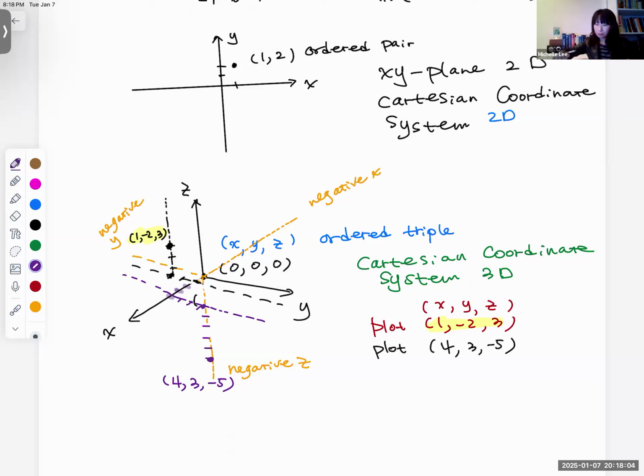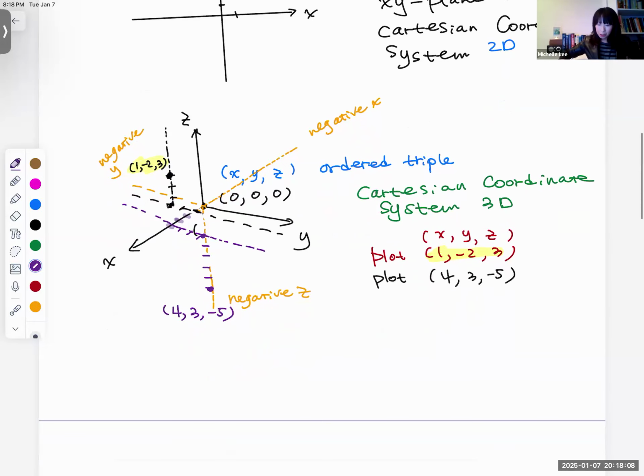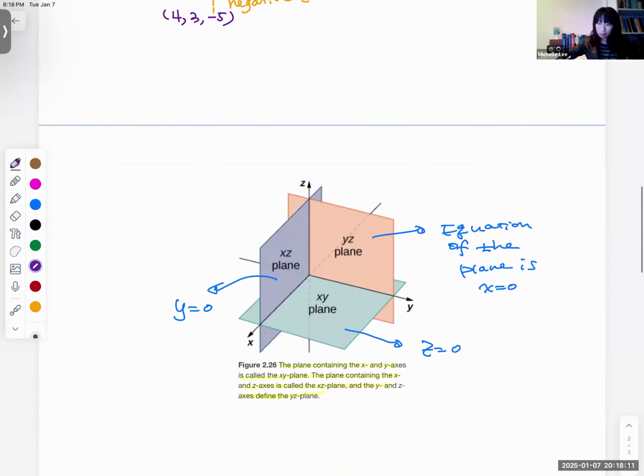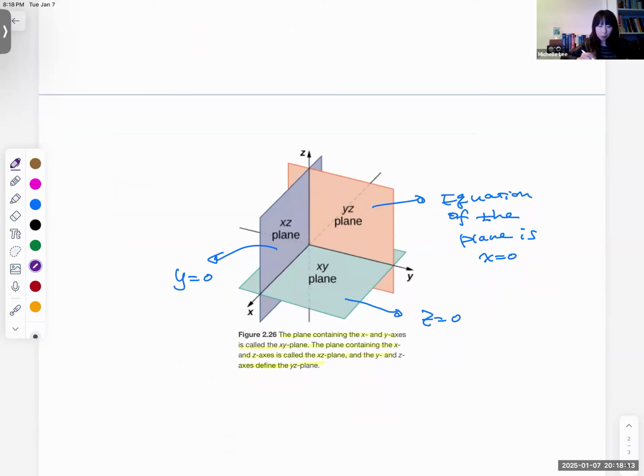Okay. Now, we're in 3 dimensions. So look at this one. Let me explain to you. The plane containing the x and y axes. We know that, right? XY plane, right? So we had the XY plane in 2 dimensions, right? But in 3 dimensions, the XY plane is like this.